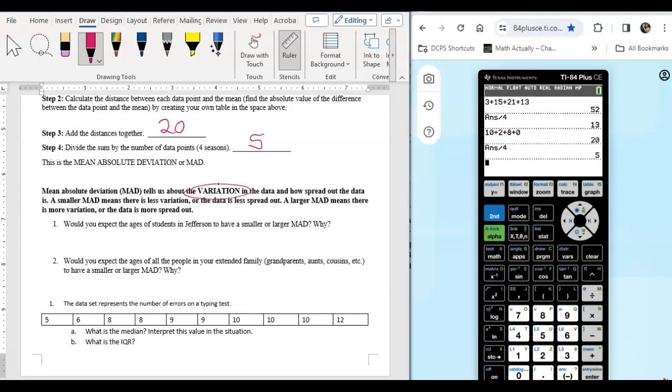Would you expect the ages of students in Jefferson to have a smaller or larger MAD? Why or why not? Well, generally our students are between the ages of 11, 12 to 14, maybe max 15. And the average, right, would be our 7th graders, which are generally 12, 13. And so I would expect this to have a smaller MAD because it's only middle school. Now, if we were looking at K through 12, right, then we would have a larger MAD because the older kids would be further from that middle age group.